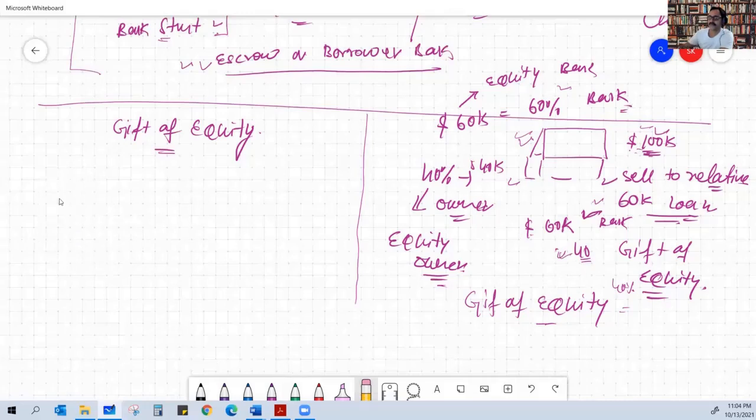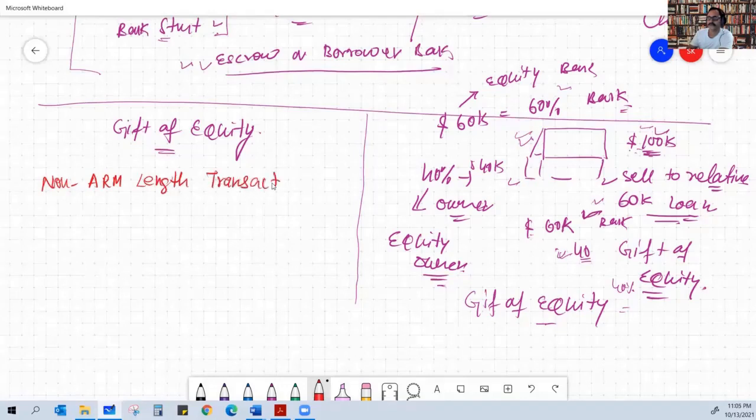Gift of equity will only take place in non-arm's length transactions. It is called a non-arm's length transaction because one relative is selling the property to another relative, right? A father selling the property to a son, a brother selling the property to a sister, they are relatives. In that case, it is called a non-arm's length transaction.